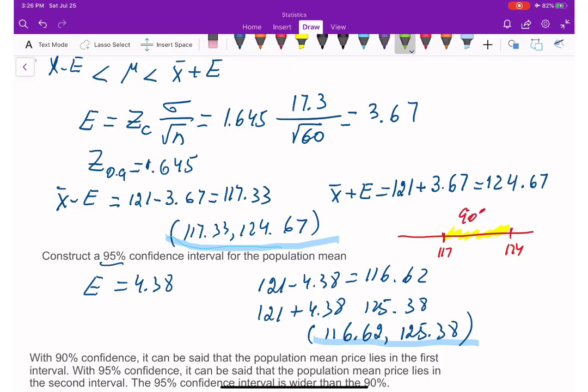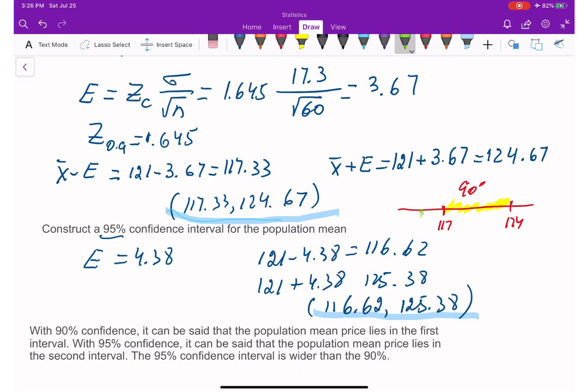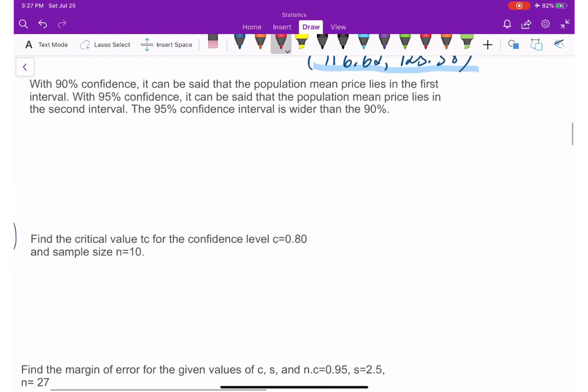For 95, we get 116 approximately, and 125. You see, we are getting a wider interval. This is 95%. So 95% and 90%. Okay? Next one.